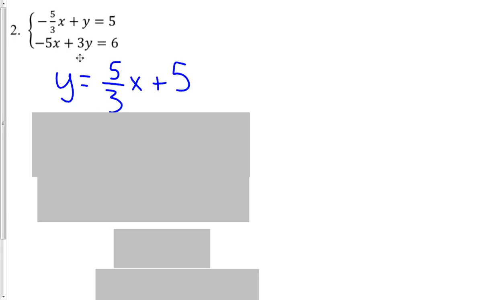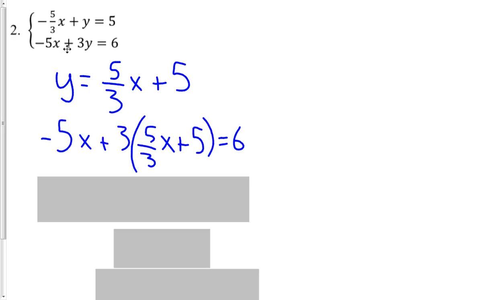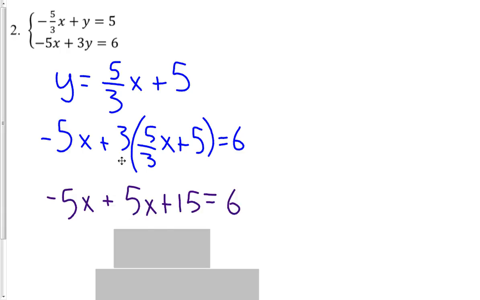We're then going to plug that in down here for the y, so we will get negative 5x plus, and we're just still going left to right, 3 times the whole quantity we had up here, 5/3 x plus 5, equals 6. And again, 3 goes into both pieces. So next will be negative 5x plus 3 times 5/3, the 3's cancel, we get 5x, plus 15. Don't forget the 3 goes to both pieces, equals 6.